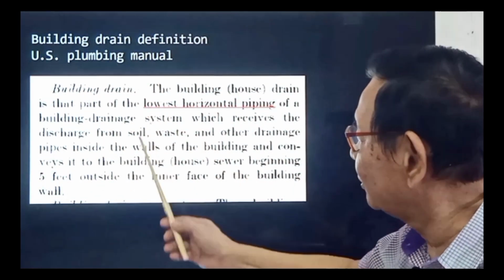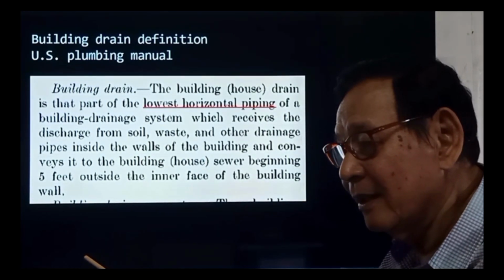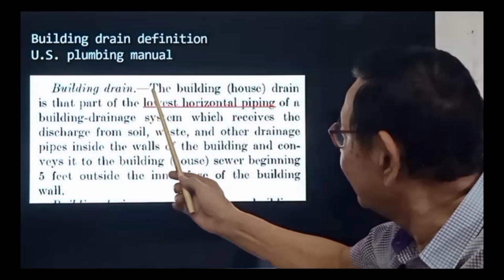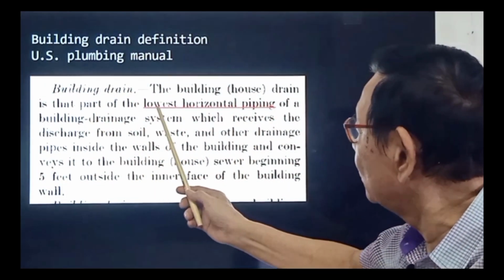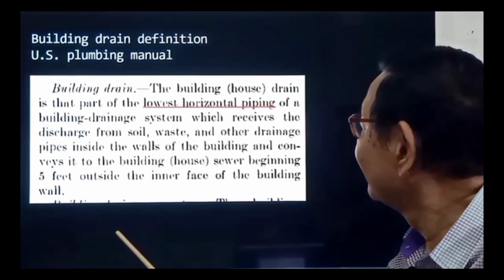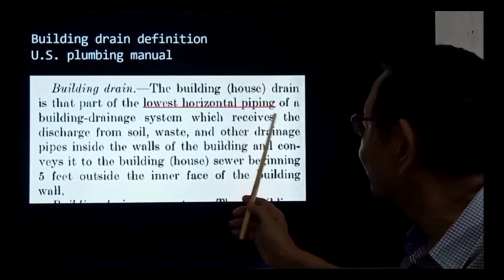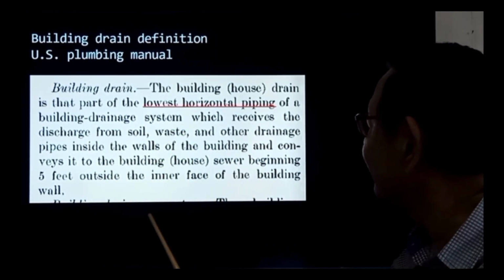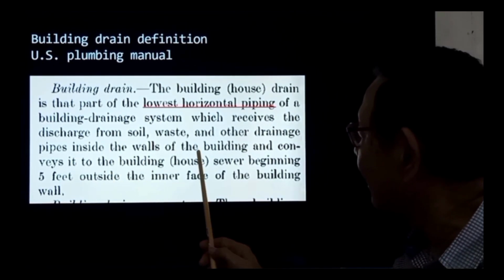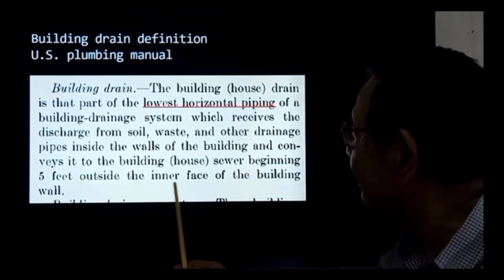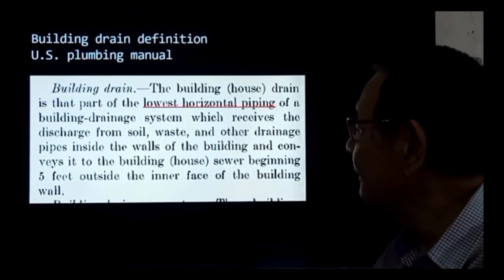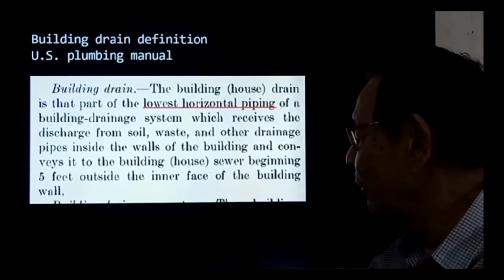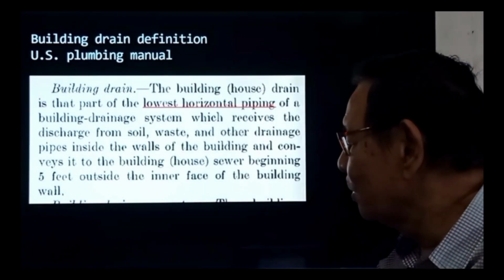I got the definition from the government of the US, from the plumbing manual: the building drain or house drain is the part of the lowest horizontal piping of a building drainage system which receives the discharge from soil, waste, and other drainage pipes inside the walls of the building and conveys it to the building sewer, beginning 5 feet outside the inner face of the building wall. This is from the plumbing manual of the US Bureau of Standards.